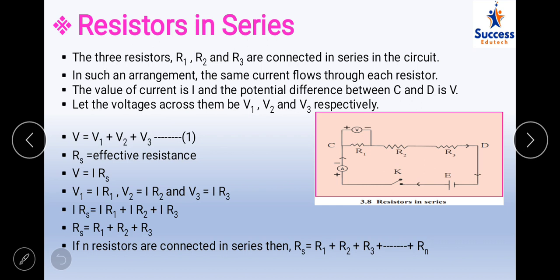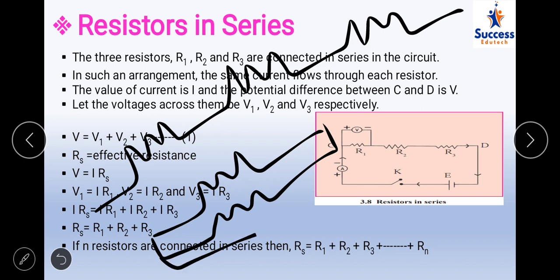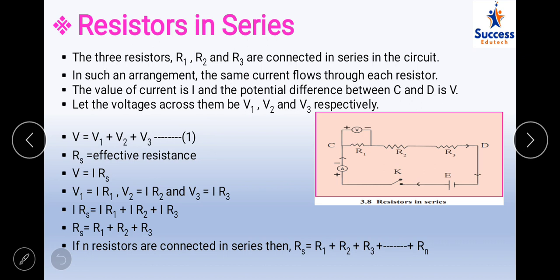You can see in the figure that the ends of the three resistors R1, R2, R3 are connected so that they follow one after the other in a single line. These resistors are said to be connected in series. See, if they are connected one after the other like this, they are in series. If they are connected like this, that means three of them are connected to each other at one terminal, they are said to be in parallel. So end-to-end connections, one after the other, mean that the resistors are in series.